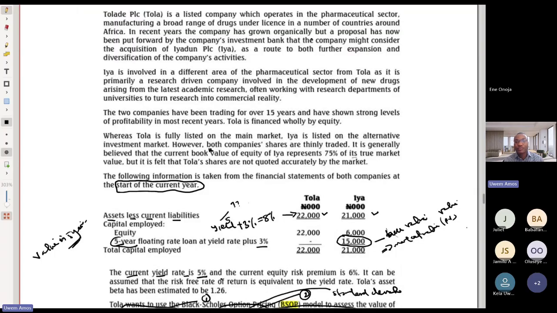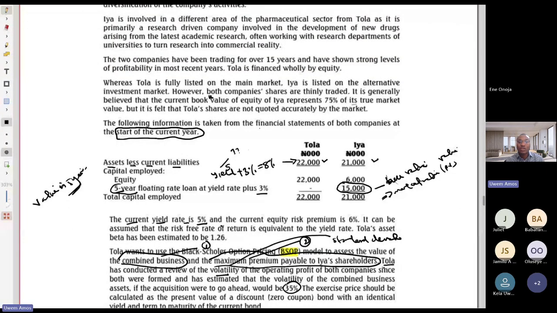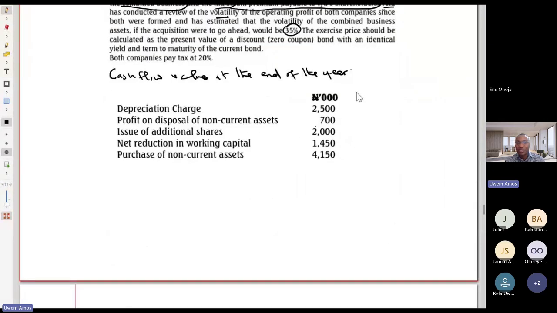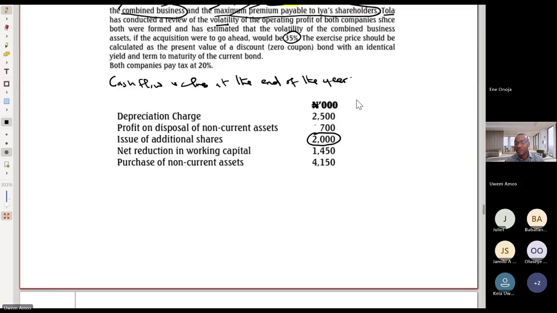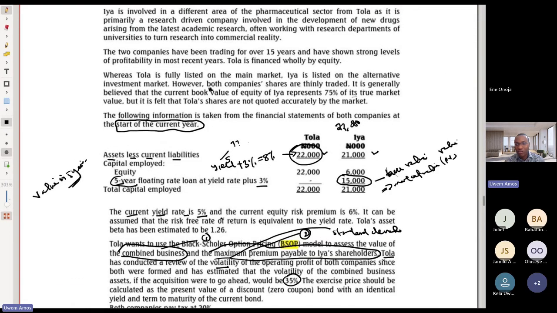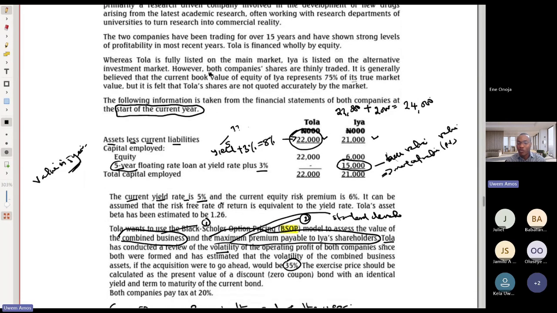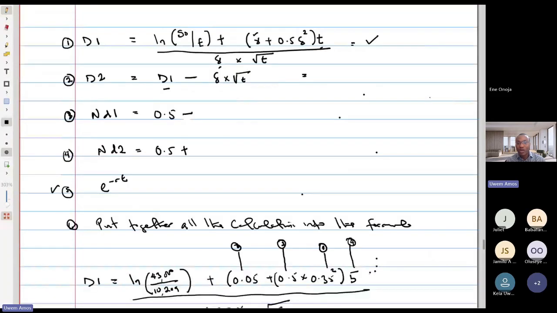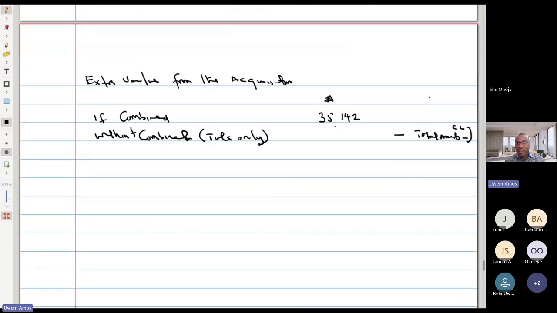Without the acquisition, Tolada's assets less liability is 22,000. However, we will not forget something. They plan in the course of the year to issue additional shares of 2,000. So 22,000, if they issue the additional shares of 2,000, they will have a total value in their books of account of 24,000. So without the combination, they're looking at 24,000. With the combination, it's 35,142.